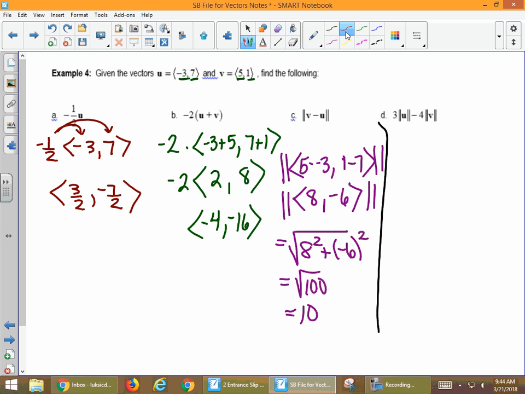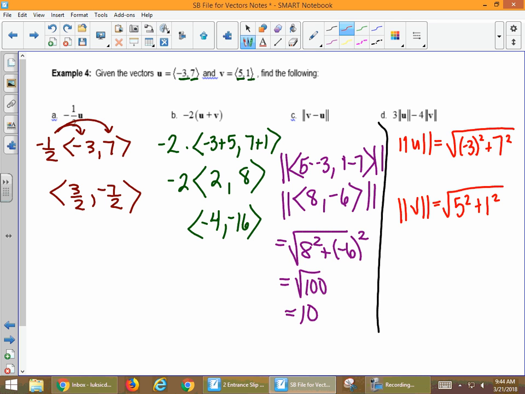So now this last one, again, careful with your order of operations. If we're going to do 3 times the magnitude of u minus 4 times the magnitude of v, we have to find those magnitudes first. So I'm just going to do that off to the side here. Magnitude of u is going to be negative 3 squared plus 7 squared. Magnitude of v, 5 squared plus 5 squared.